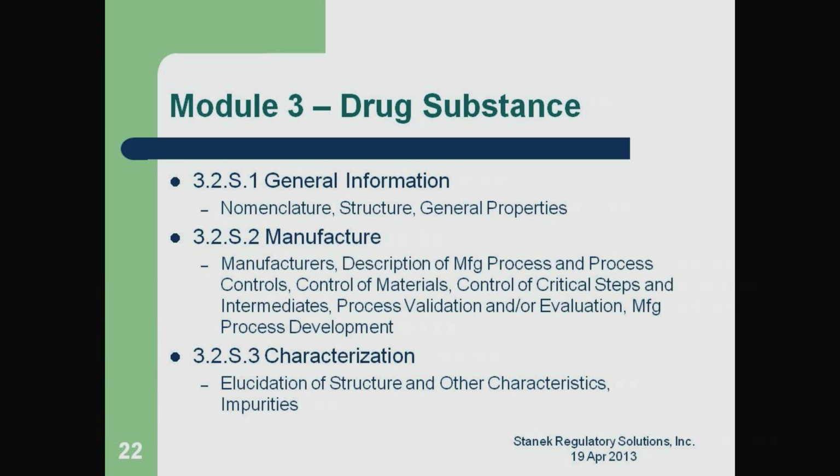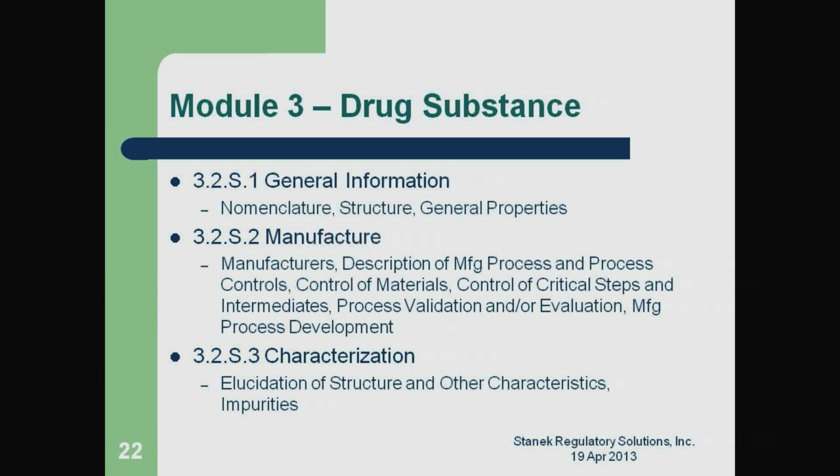The 3.2S2 section is the manufacturer section, and it's a pretty big section. This is primarily where your proprietary information is, all in this section. You're going to describe who's manufacturing, who's doing testing, who's doing stability testing. If you have an outside lab doing testing on one of your components, you'll need to list them. You'll have a description of your manufacturing process and process controls.